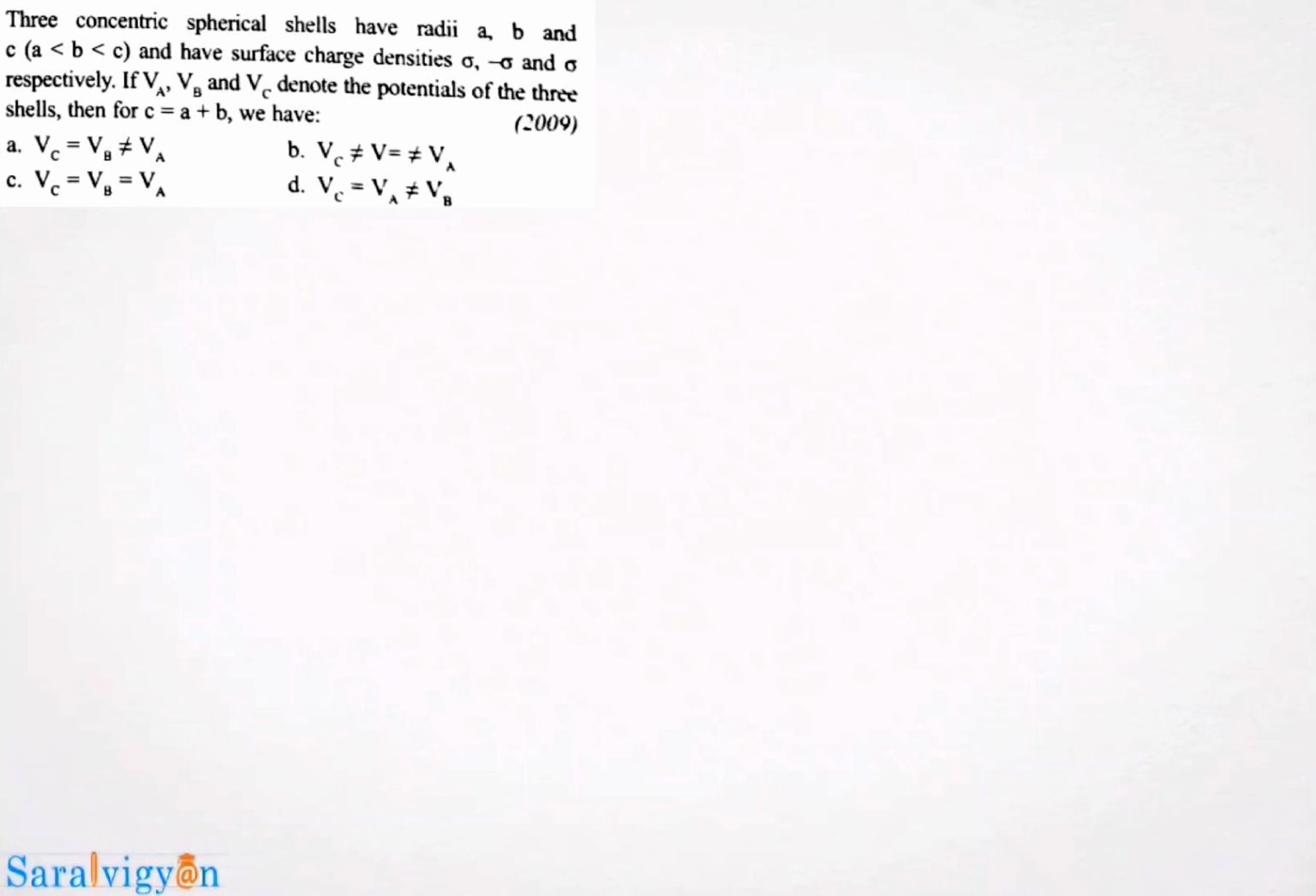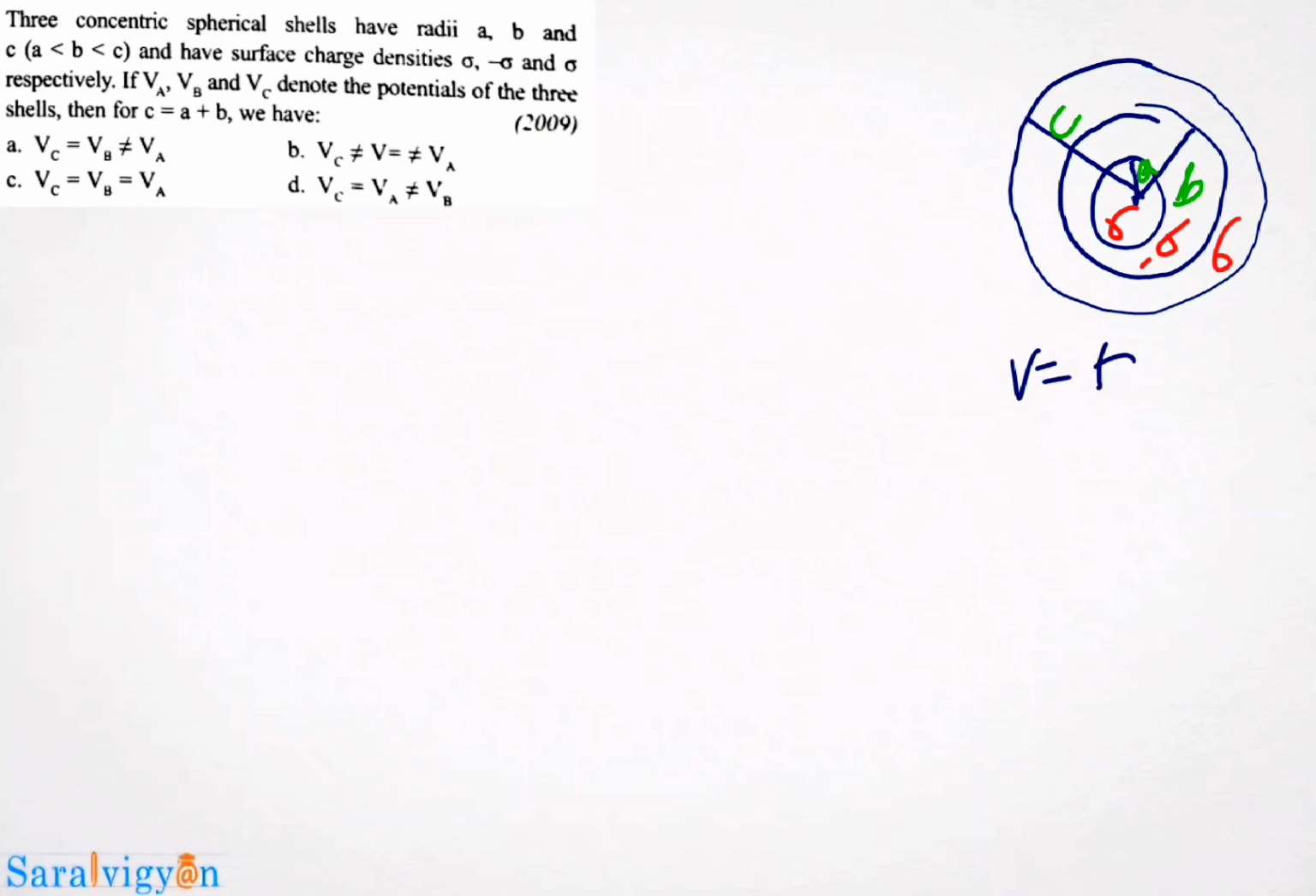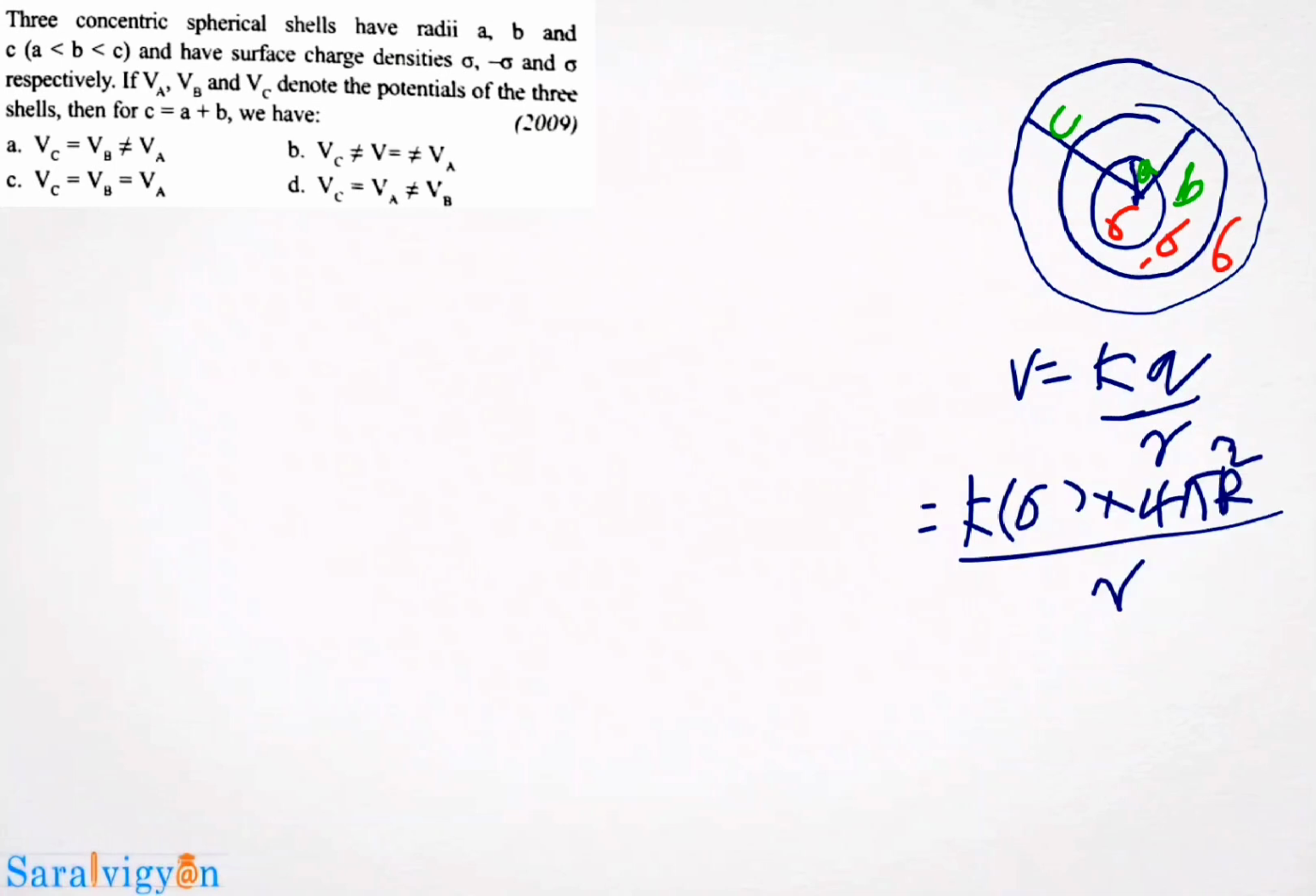And now we have the potential formula, which is V is equal to KQ by R, and we also know that surface charge density sigma is equal to charge by area. So we can write charge as surface charge density into area. So we can write it as K into sigma into 4 pi r square by r, where the capital R represents the radius of the sphere and small r the distance.